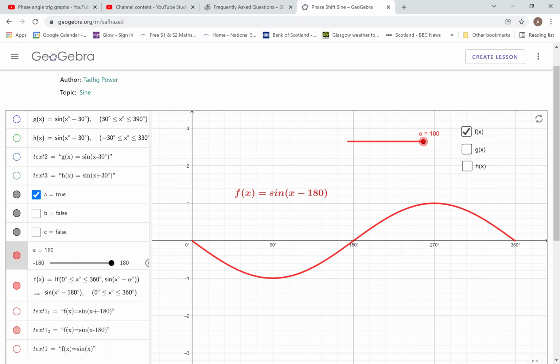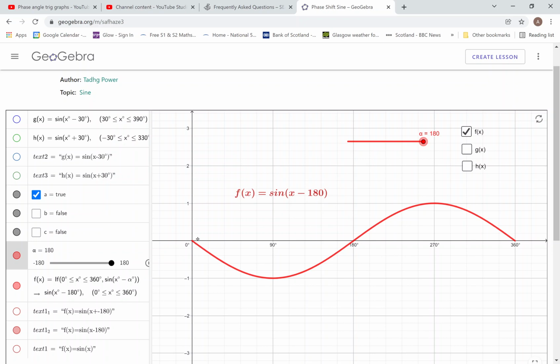Okay, so I'm now at sine of x minus 180 degrees, and you can see that the whole graph has essentially been shifted to the right by 180 degrees. The reason we don't see the rest of the graph is because our range is only between 0 and 360 here. So where our graph started is now starting at 180 degrees, and the end of the previous wave has now come into our range.